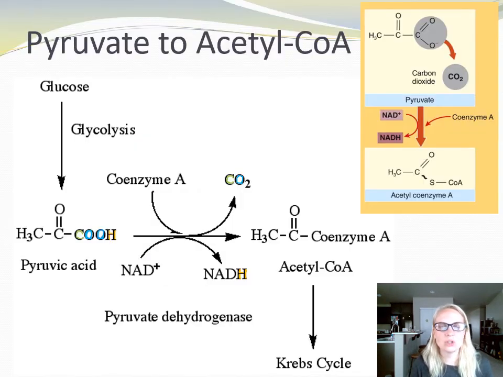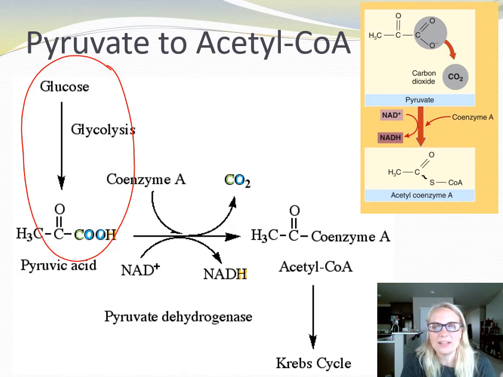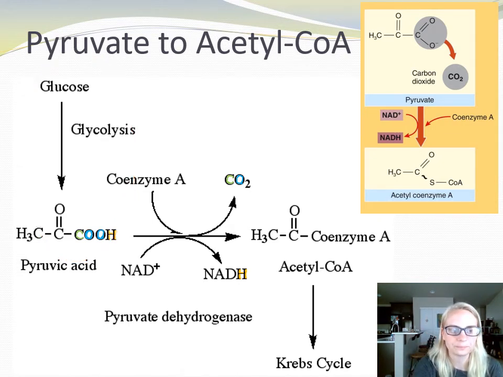Okay, so on to that next step. This is phase 2 of cellular respiration. We got through glycolysis. We produced our pyruvic acid. So here are all those 10 steps, minimized into one arrow, but really it's all those 10 steps.